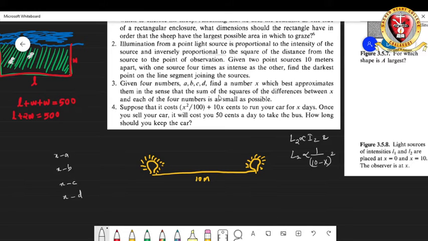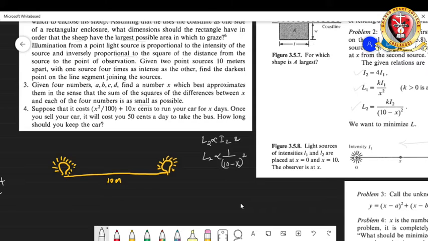And what you have to do is take the sum of the squares of the differences. So you have to take the squares of each of the differences, and then add them up. Suppose we give y is equal to (x minus a) the whole square plus (x minus b) the whole square plus (x minus c) the whole square plus (x minus d) the whole square. What we have to do is minimize y. That is just our problem.